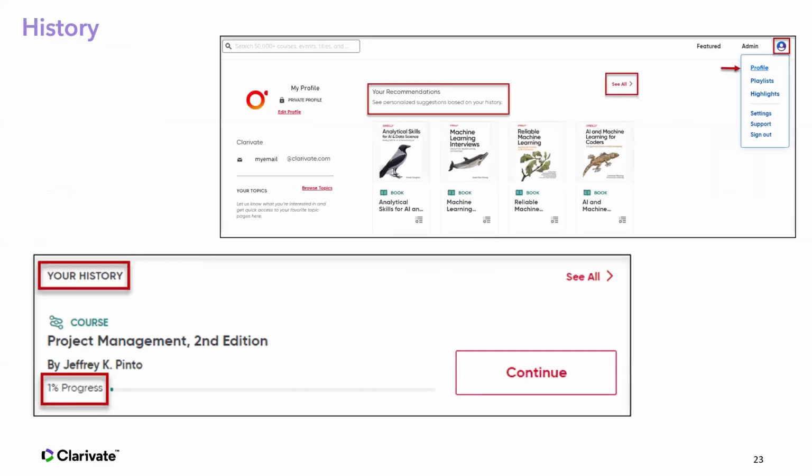O'Reilly automatically saves the books and videos that you've started reading and watching, so you can easily pick up where you've left off. You will find your history on the homepage and also in the menu of your profile. And then the progress bar tells you how much you've completed, and you can click continue at any time to advance your progress.